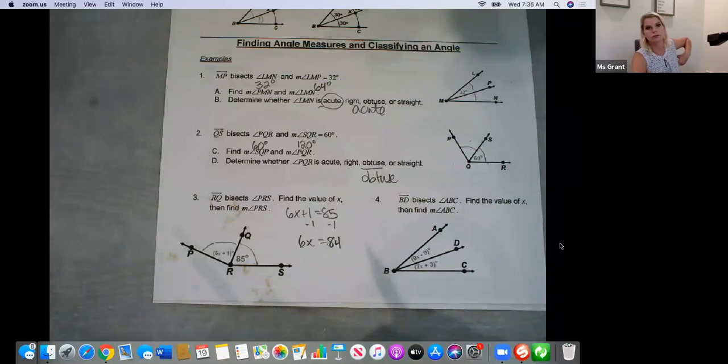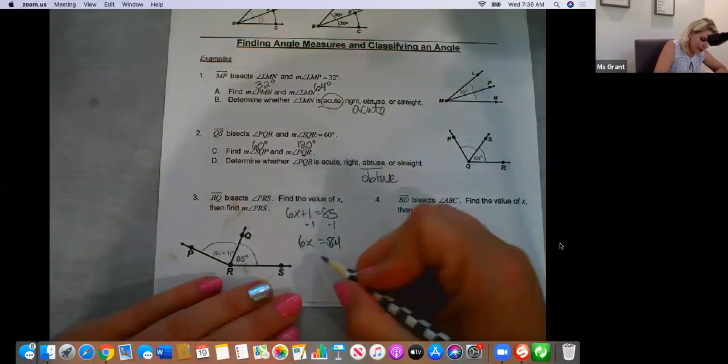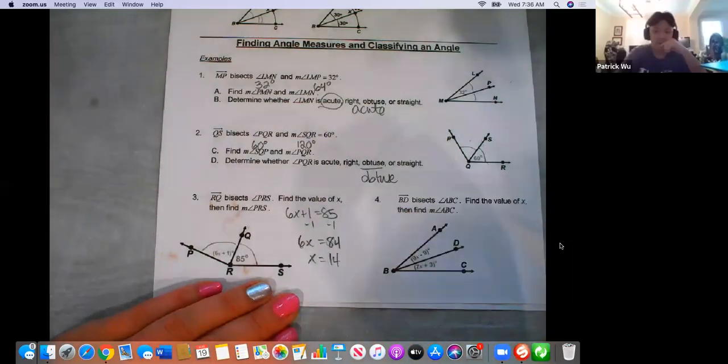So anyone? Patrick. So it would be 14. Yep. X equals 14. Okay.